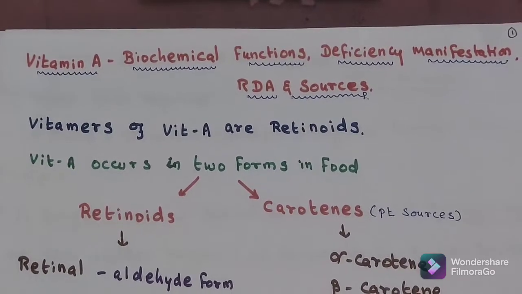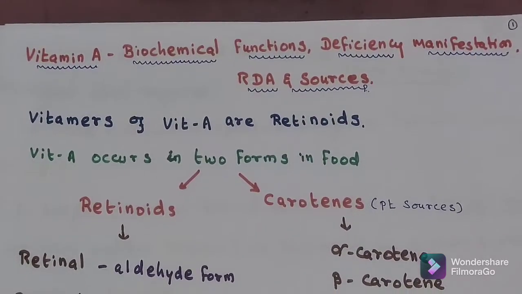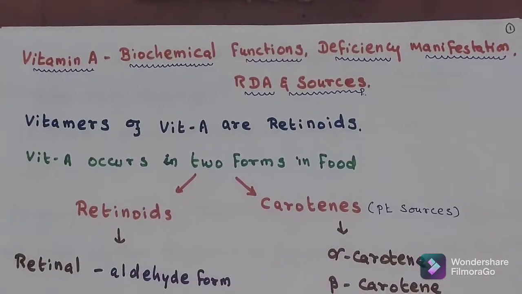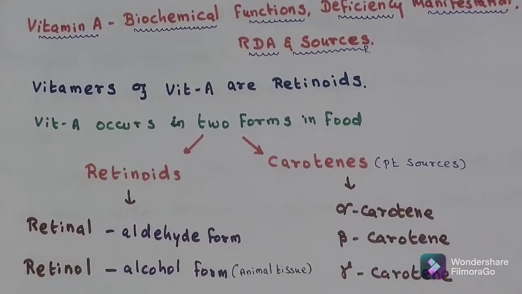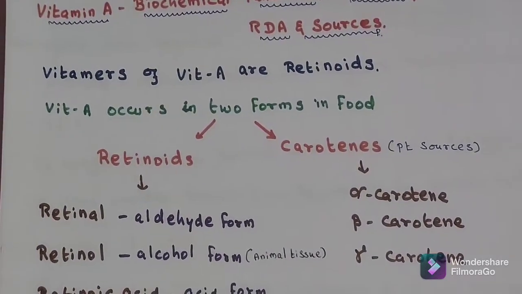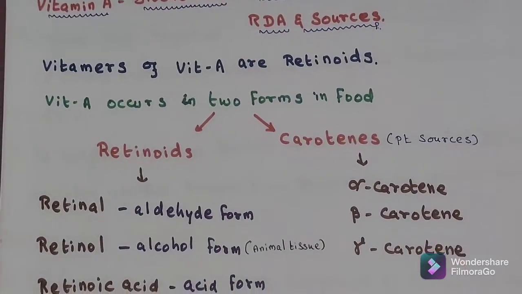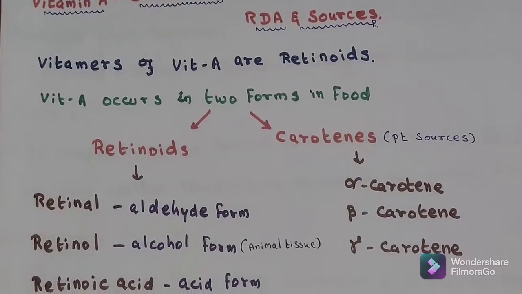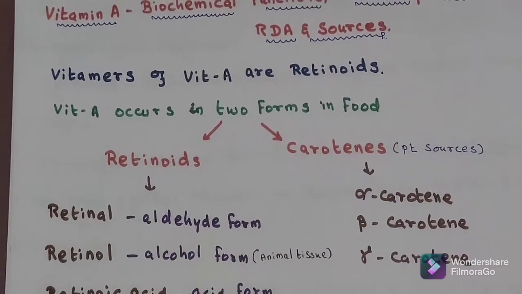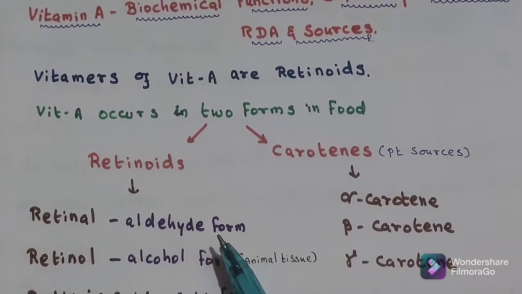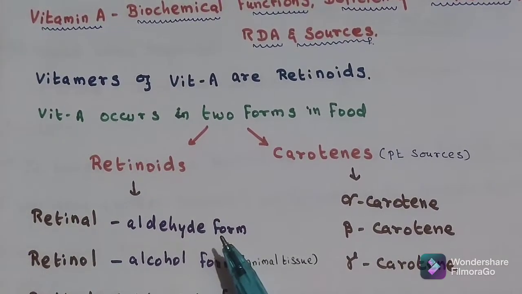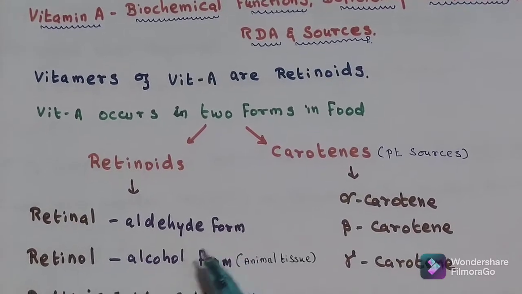Vitamin A occurs in two forms in food. First one is retinoids, second one is carotene. Retinoids include retinal, retinol and retinoic acid. First one is retinal, the vitamin A aldehyde form. It is obtained by oxidation of retinol.